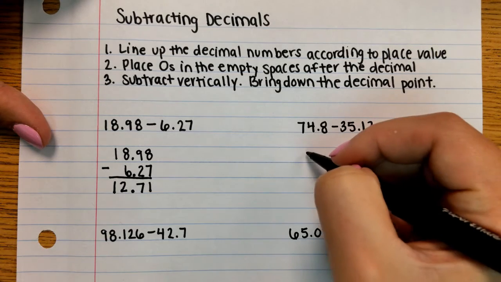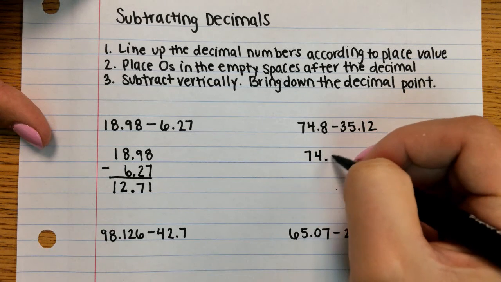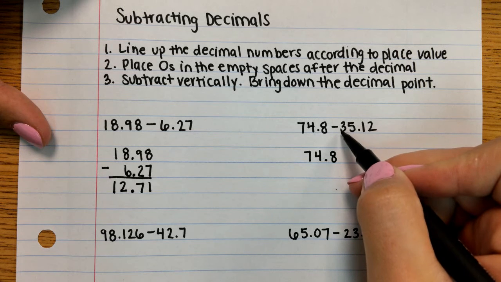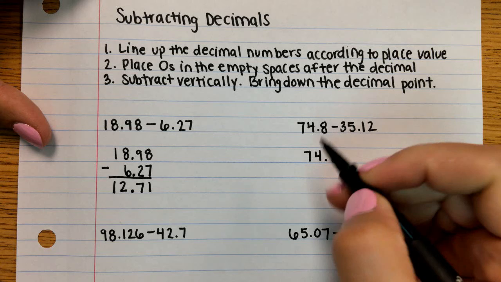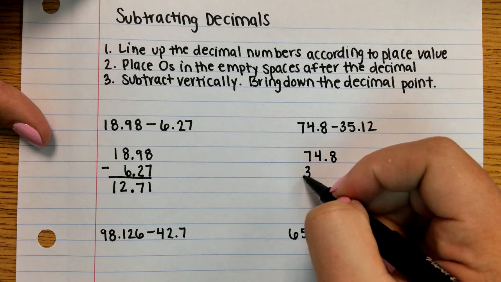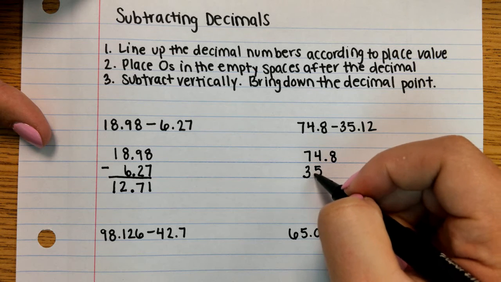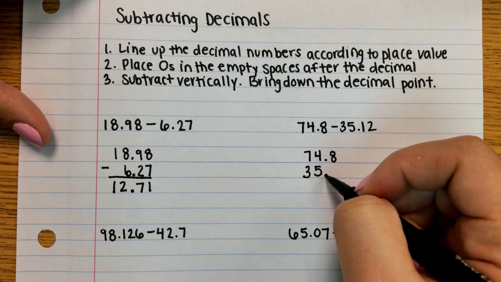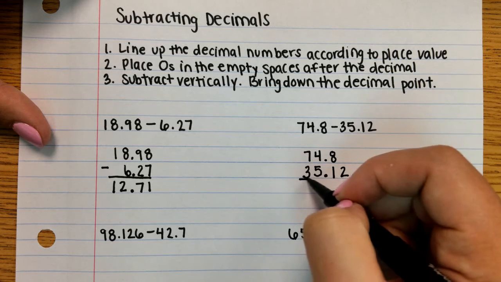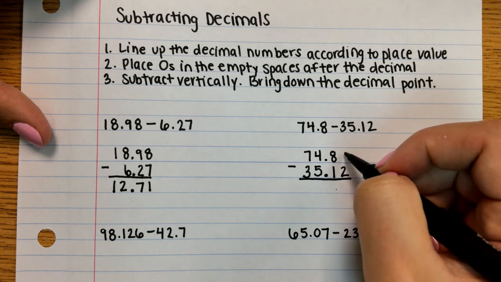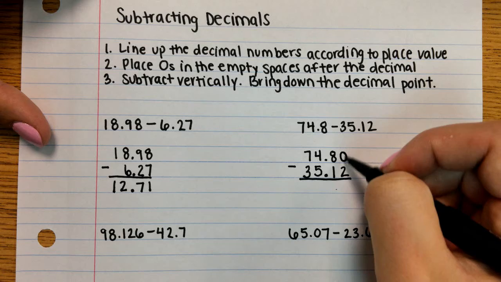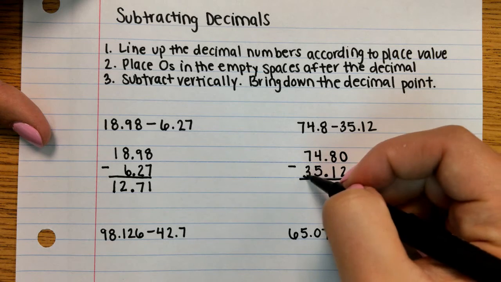Second example, I'm going to write my first number again. So 74.8. Subtracting 35.12. 3 is in the tens place, so I need to put that in the tens place on my first number. So 7 is in the tens place, so 3 goes right underneath. 5 is in the ones place. My decimals line up. 1 is in the tenths place, 2 is in the hundredths. Now my first number, I don't have anything in the hundredths place, so I'm going to annex a 0, so everything lines up. So hundredths, tenths, ones, and then tens.